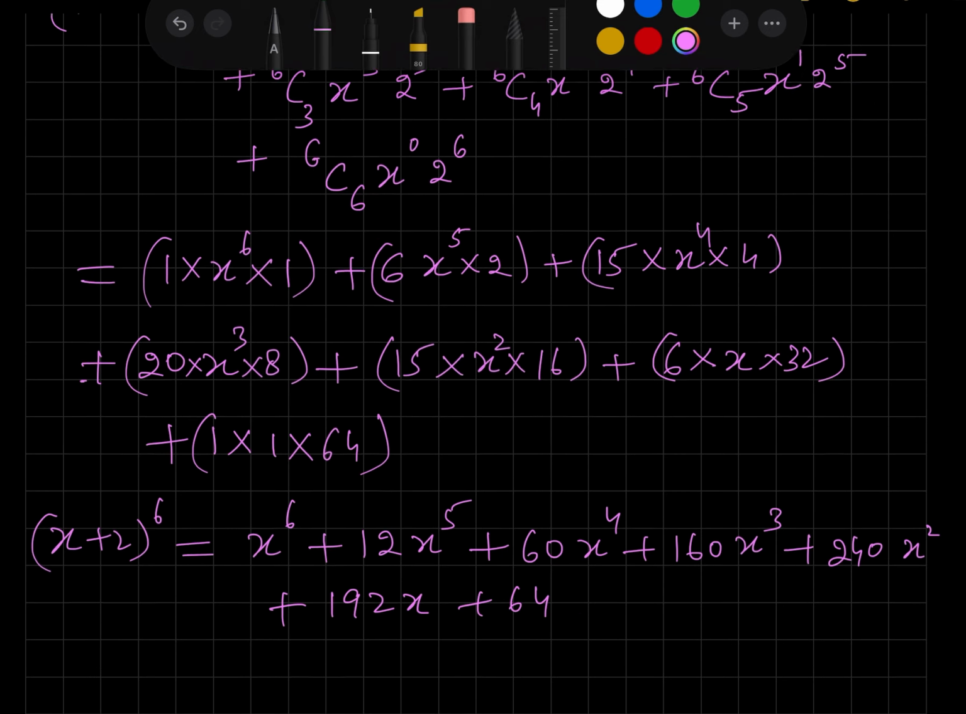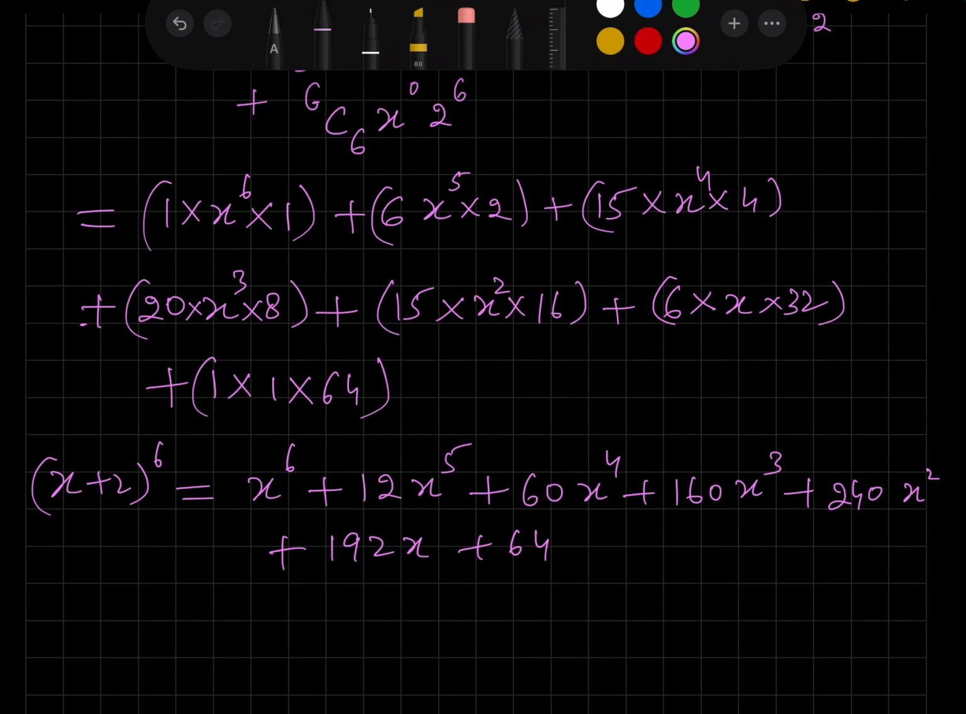So this is how we find this binomial expansion. Hope you understood.